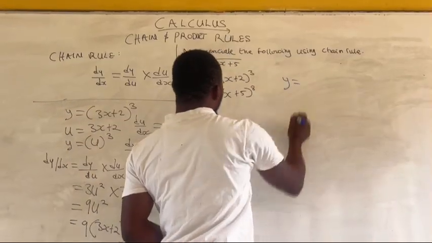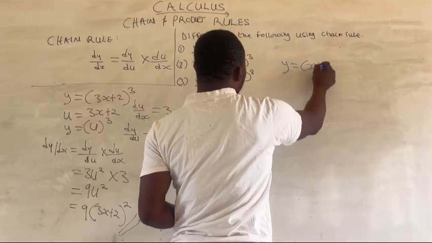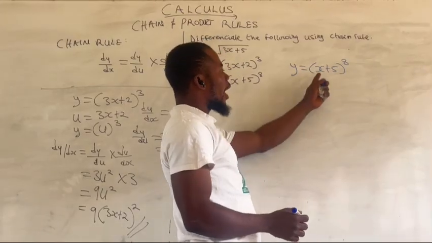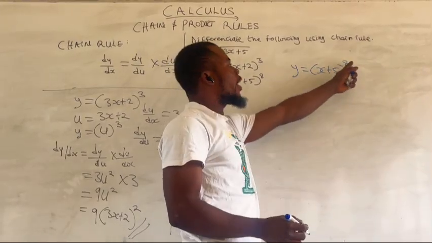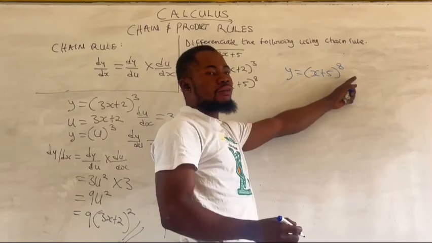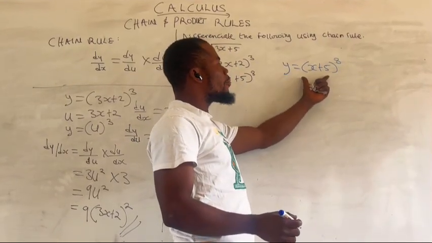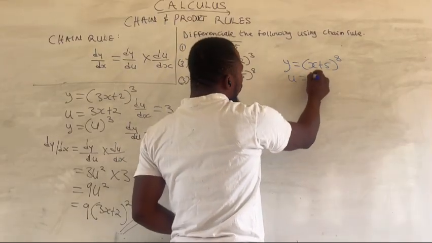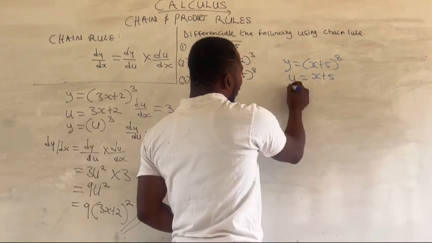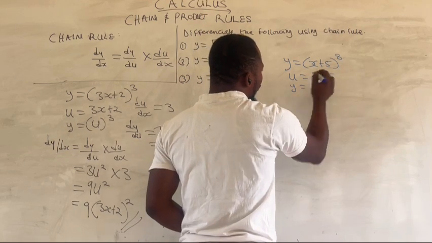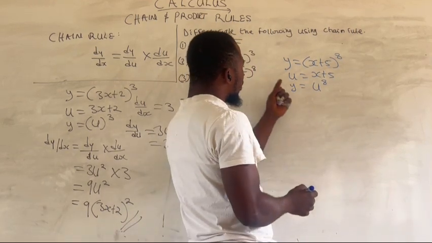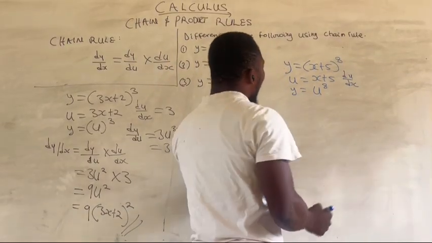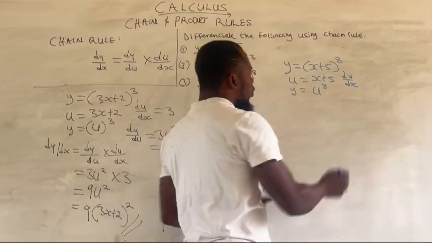Question 3 is y equals x plus 5 raised to the power of 8. We are still doing the same thing. x plus 5 is our inner function and 8 here is our outer function. We say that you will substitute any function with x by u. So in this case, our u will now be equal to x plus 5 and our y will now be equal to u raised to the power of 8. From here, you will differentiate u with respect to x to give us du dx, and you will differentiate y with respect to u to give us dy du.